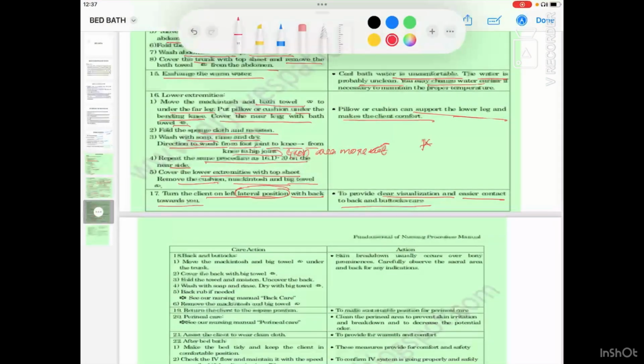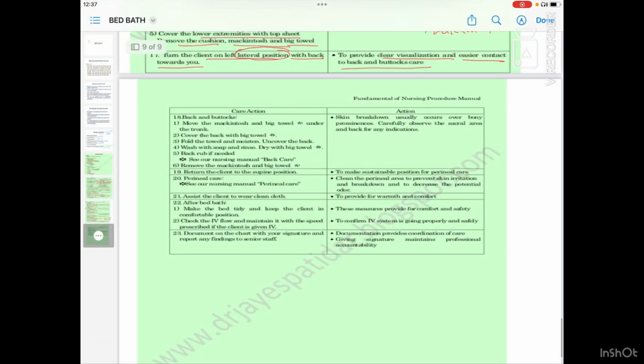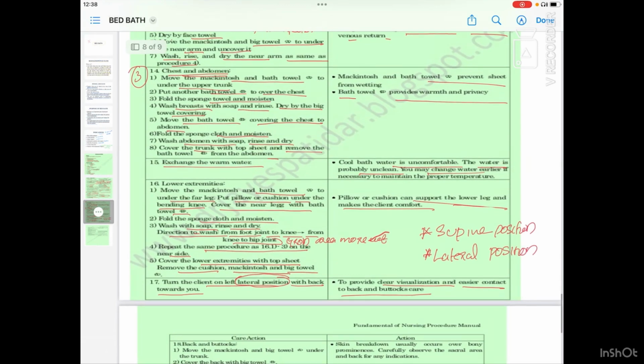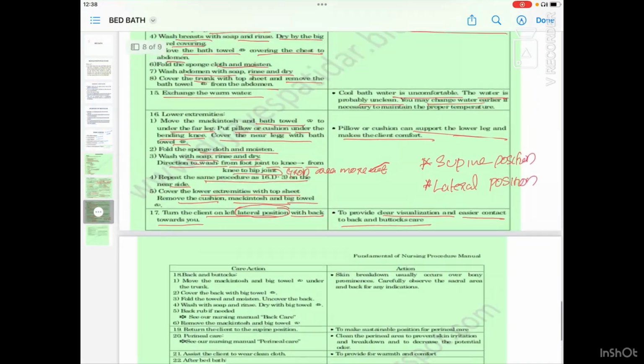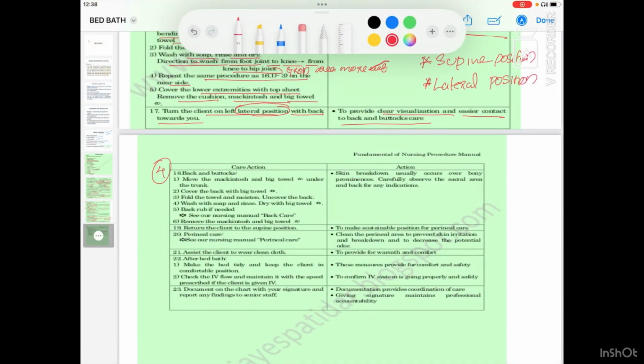Next, for seeing the buttocks, we are giving the lateral position. That is enough; there is no need to give the prone position. The lateral position is better to see the back. And next, we have seen the third is chest and abdomen, and the fourth, we are moving to the back and buttocks.